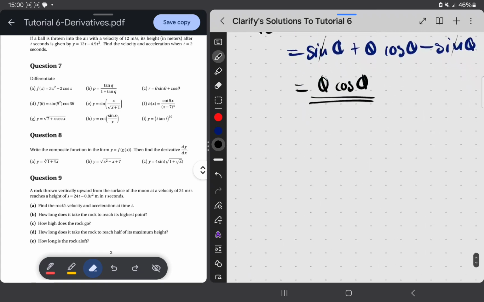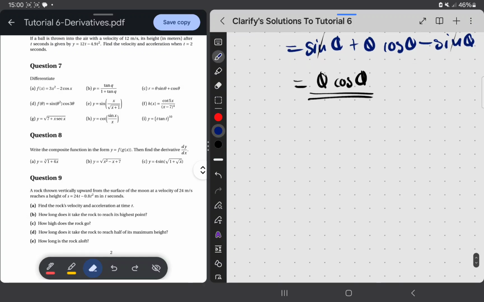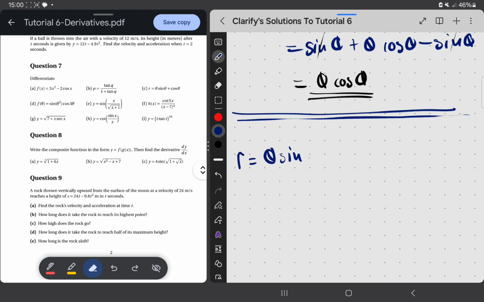Okay, now let me do it in the shorter way. You can do it this way. It's a very beautiful way. Just be careful. Here we have r equals theta sine theta plus cos theta. Now let's find our dr d theta. I can see the product rule here. It's two things multiplying each other.